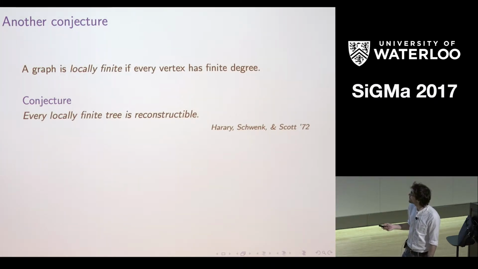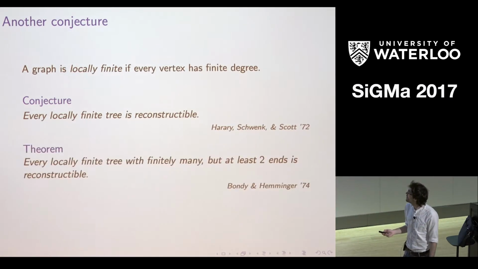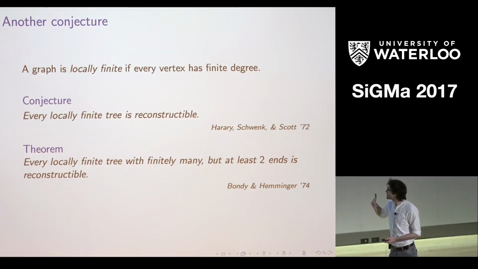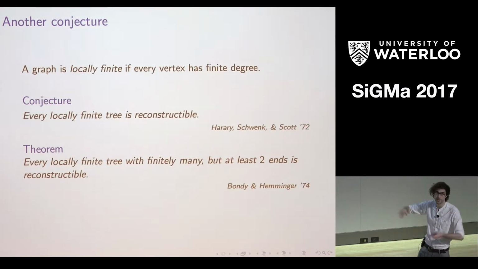So there was actually a lot of work done towards proving this conjecture in the next decade or so. Initially, Bondy and Hemminger showed that every locally finite tree with finitely many, but at least two, ends is reconstructible. An end is this thing that Nathan was talking about earlier. I won't go into the exact definition because it's not going to be useful for us, but in some way it's a point at infinity of the graph. And having two different ends means there are two different ways to go off to infinity in the tree.